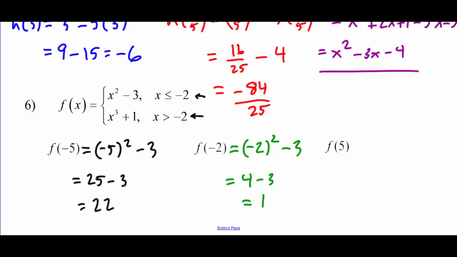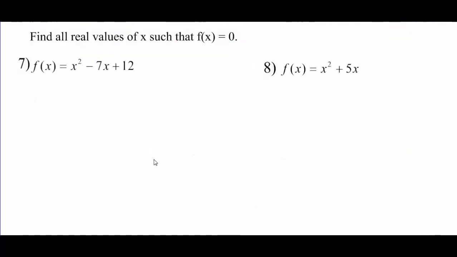And then finally, f of 5. So as you would probably have predicted, I went to the second rule on this one. 5 is definitely more than -2, so we're going to do 5 cubed plus 1, which is 125 plus 1, or just simply 126. So again, the key there, figure out which rule it is. Is it the first rule, second? Some of them you could have 3, 4, 5 rules. It doesn't matter. But figure out which rule and then plug in your number.